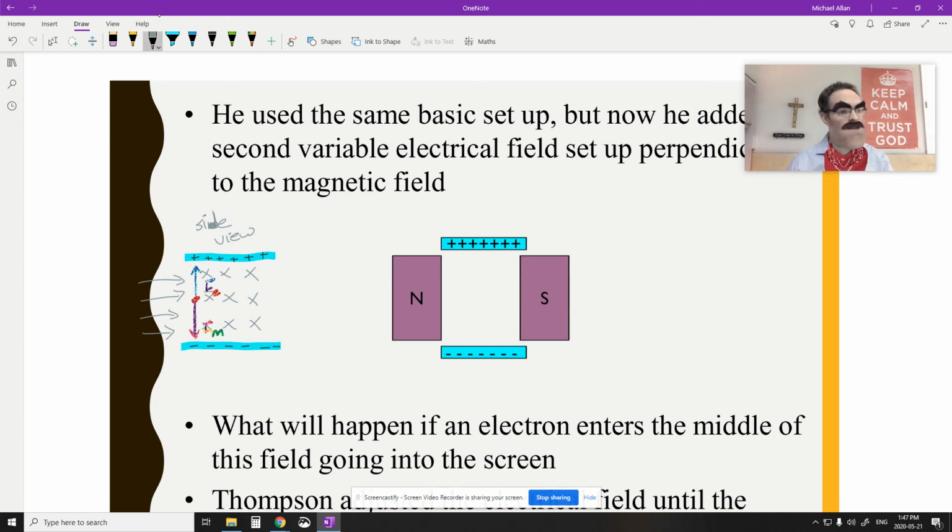So there would be electrons going through undeflected. But wouldn't they all go through undeflected? There would be a force up, there would be a force down. So wouldn't they all be undeflected? Would all the electrons just go through no matter what speed they are?